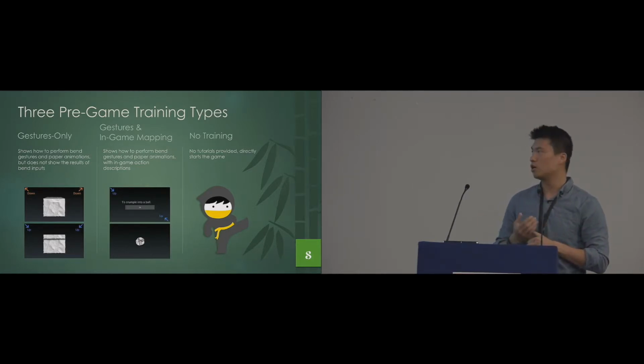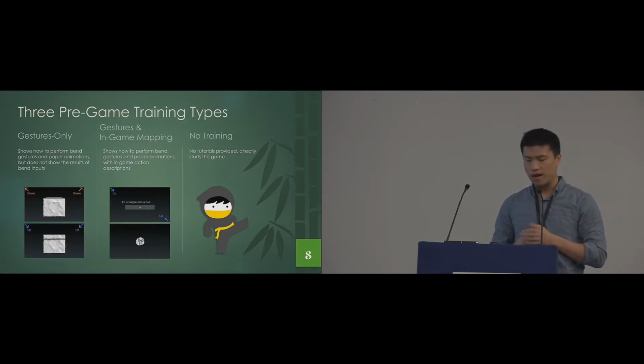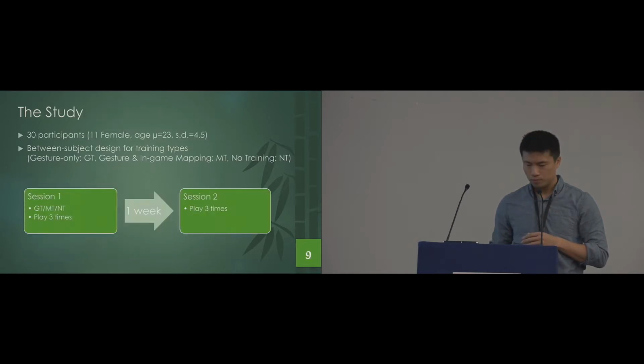The first one, we only taught our participants how to perform the gestures, but that's it. Like you vote, and then that's it. The other condition, on top of that, we taught them what is going to happen within the game. So they know the mapping, the association with the gestures in the game. The third one is a baseline where they receive no training and they just play the game on the spot.